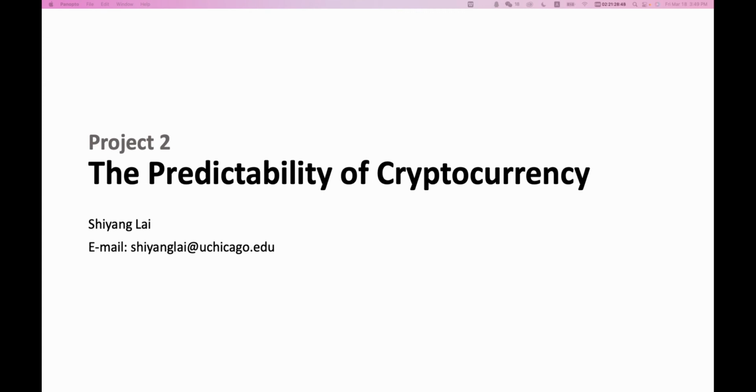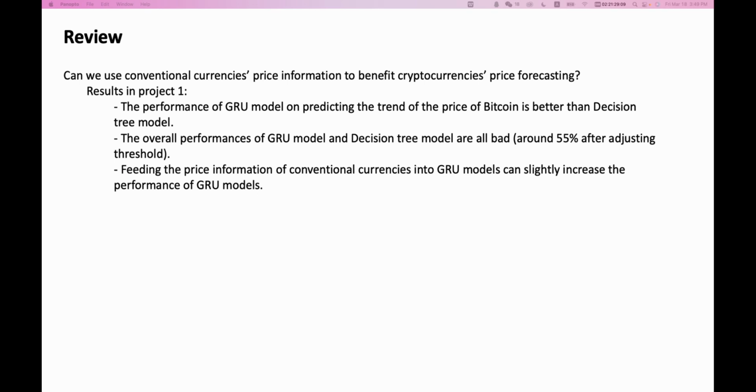Hi, I'm happy to share my second mini project with you. This project continues my discussion on the predictability of cryptocurrency in the first project. I did more advanced experiments based on my findings in the first one and fixed some of the problems in my previous machine learning implementation. To begin with, let me briefly review the content of the first project.